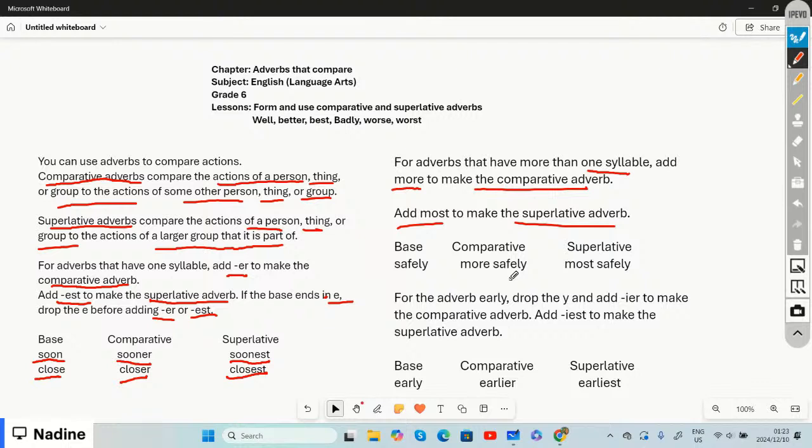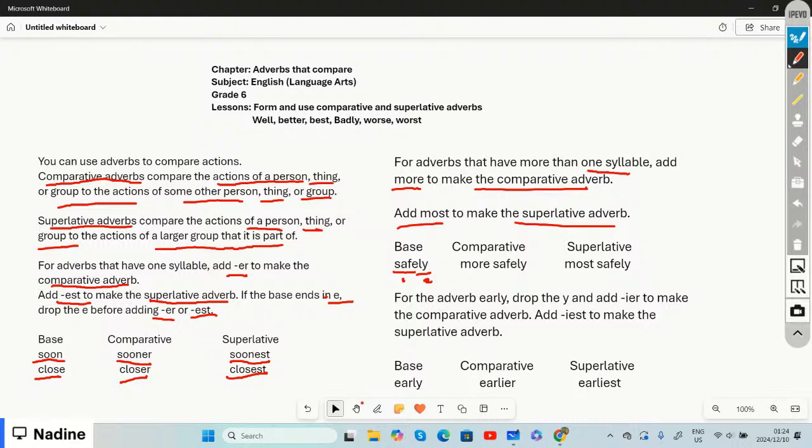And if we look at an example, this is where we have more than one syllable within a word, specifically our adverb. Then we have the word safely. And how do we know that it is two syllables? Because here we have safely. It's two syllables. One, two, safely. And that is basically our base word.